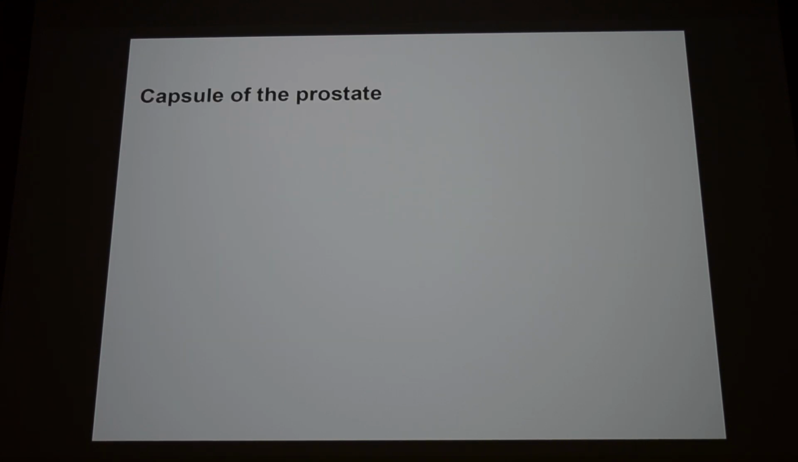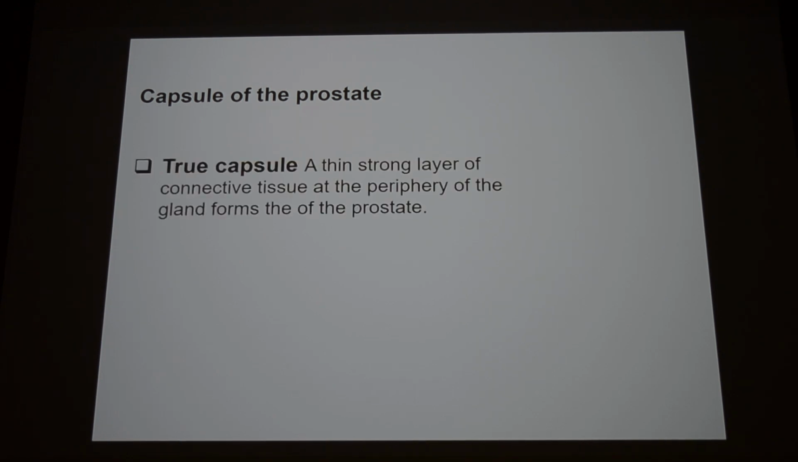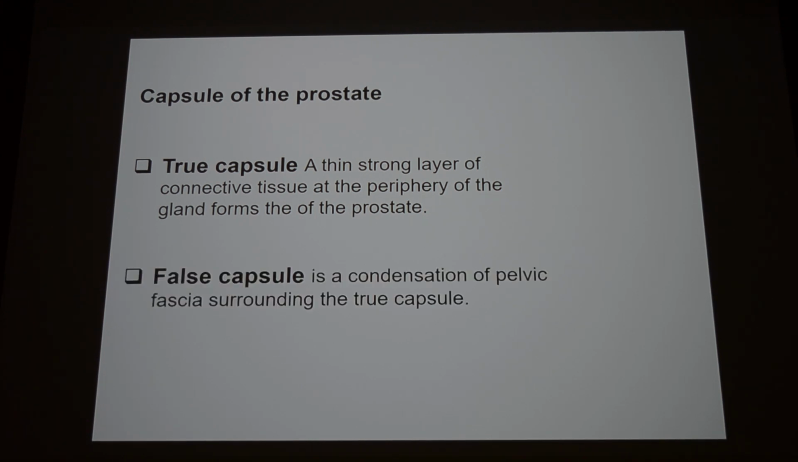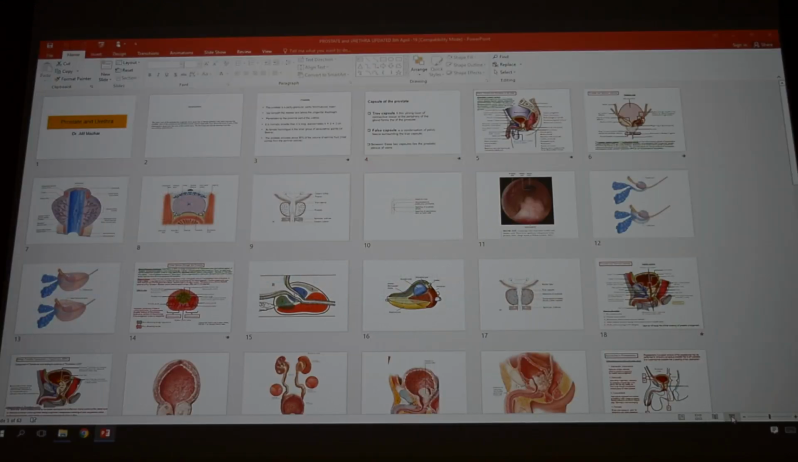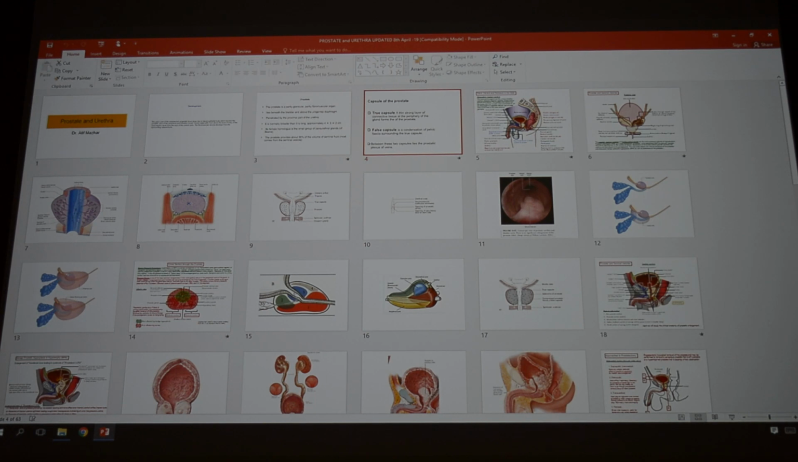So the capsules of the prostate, like we talk about the coverings of the kidney. This is another very, very important concept. The capsule of the prostate is surrounded by a true layer and a false layer. And between these two layers, we have the presence of the venous plexus. And that's important. Are we clear? So between these two capsule layers, we have the prostatic plexus of veins. Are we good?